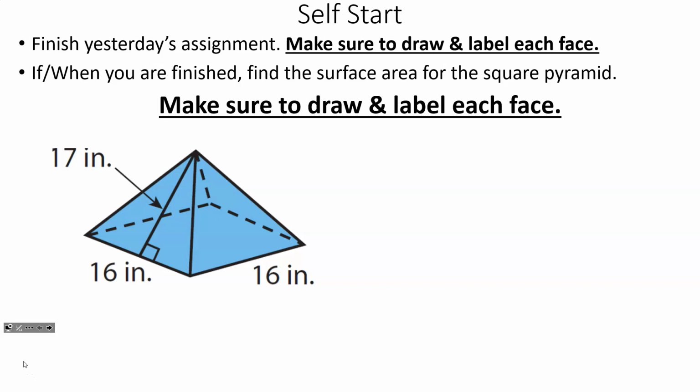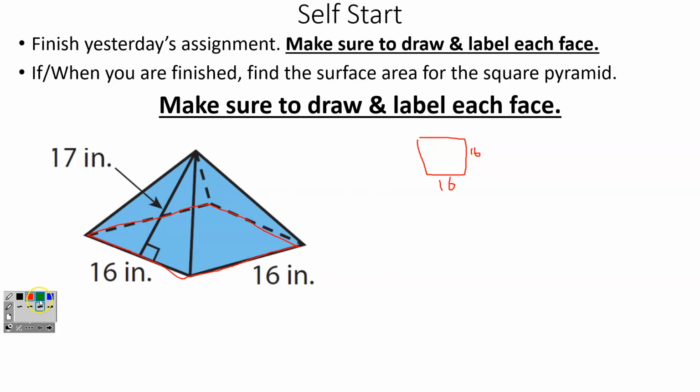For self-start today, students are either finishing the assignment from yesterday, or if they are done, they are doing surface area of this one pyramid. So the first thing we're going to do with this pyramid is draw the faces. The first thing I see is a square. The reason I know that it's a square is because both sides, the length and the width, both measure 16. So I'm going to draw that and label it 16 by 16.